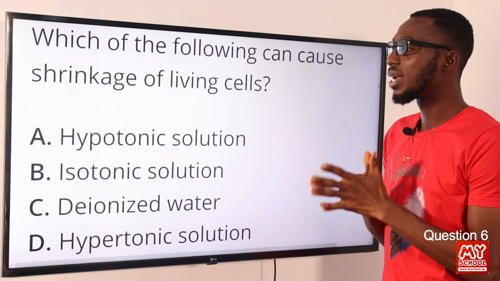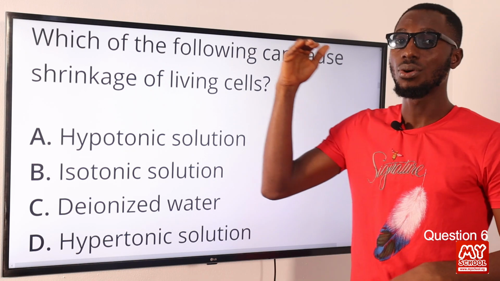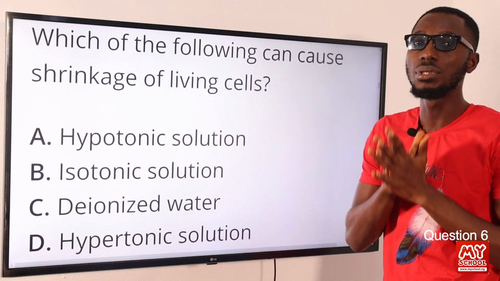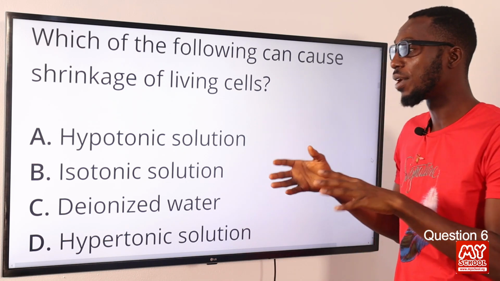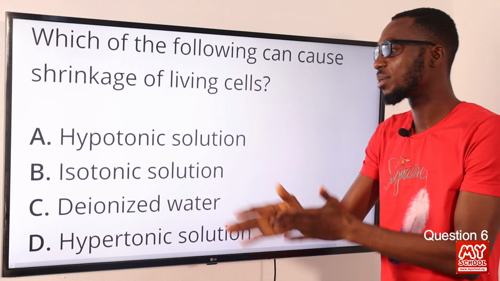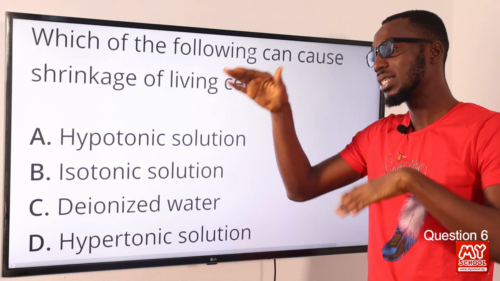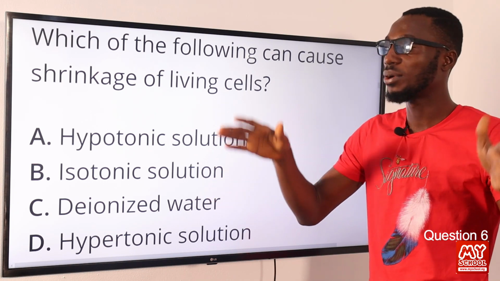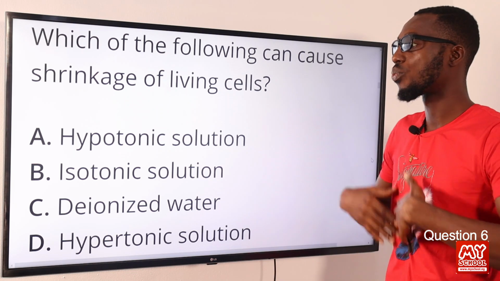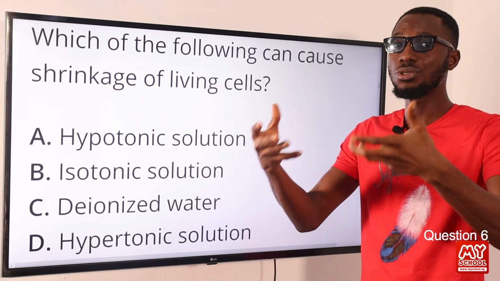When the surrounding fluid is lower in concentration compared to the concentration inside the cell, that makes a hypotonic solution. So water will move from outside the cell into the cell. Isotonic solution tells you that the concentration is the same both inside the cell and outside the cell. Hypertonic solution leads to shrinkage, because water is leaving the cell, while in hypotonic solution, water is entering into the cell.